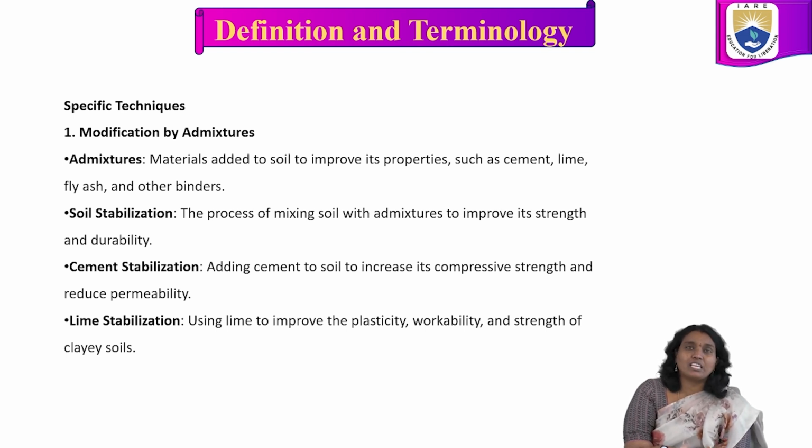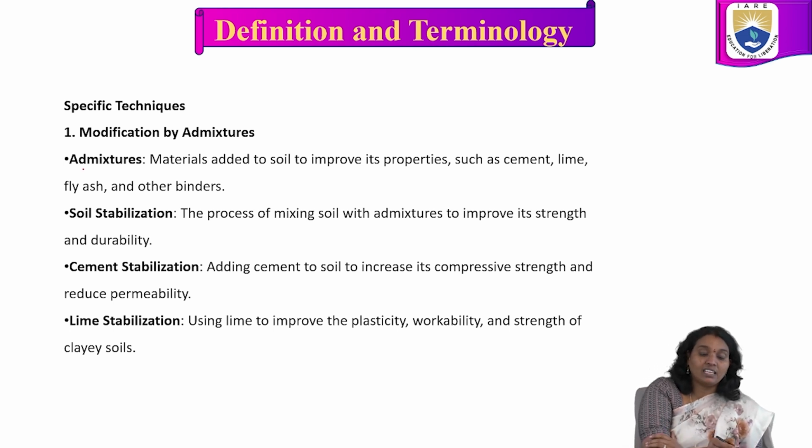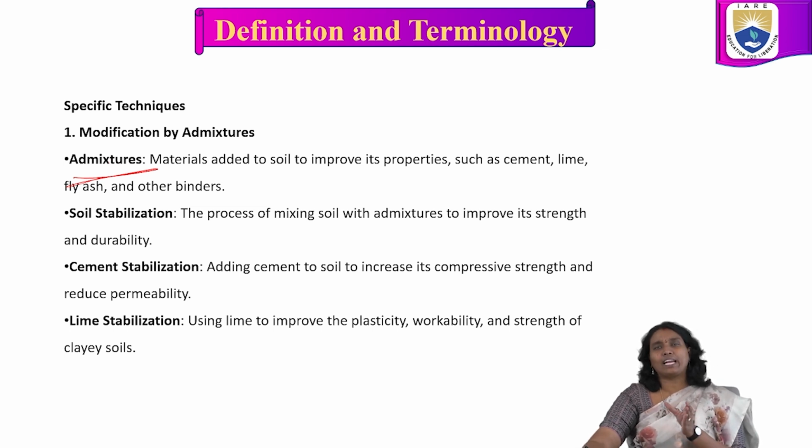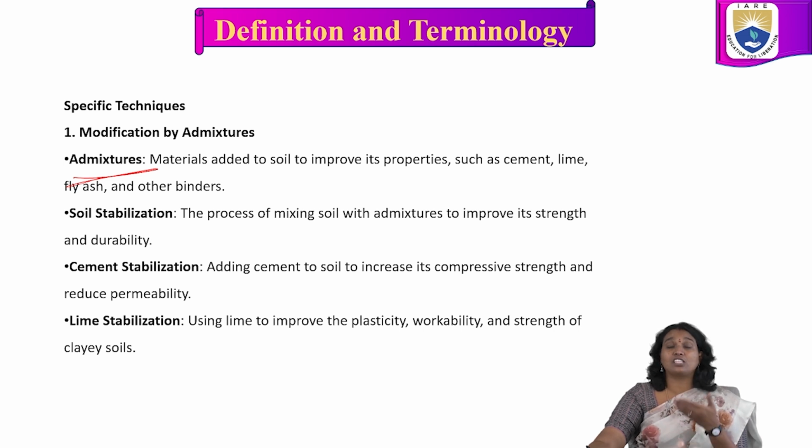Now, modification by admixtures. Admixtures are the materials which we add to the soil to change its properties. We add different kinds of admixtures, and each admixture has its own properties. Whenever they are mixed with soil, the reactions are also different. When we add cement to the soil, the reactions are different and the properties we get are different. We will get all these things from the tests.